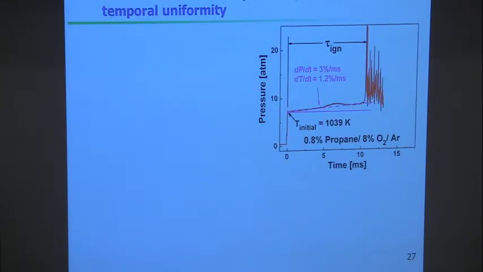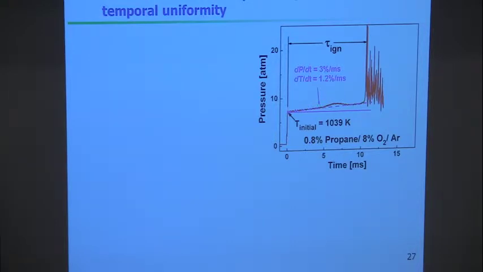Here's a problem. How am I doing on time? Okay, here's the pressure in red versus time for a propane-oxygen mixture. I think that's equivalence ratio 0.5. So you have 1,000 degrees. You do an experiment, and we use a lot of argon because that makes the experiment better. Ideally, you would have constant pressure. But in the laboratory, you find that it actually does something like this.